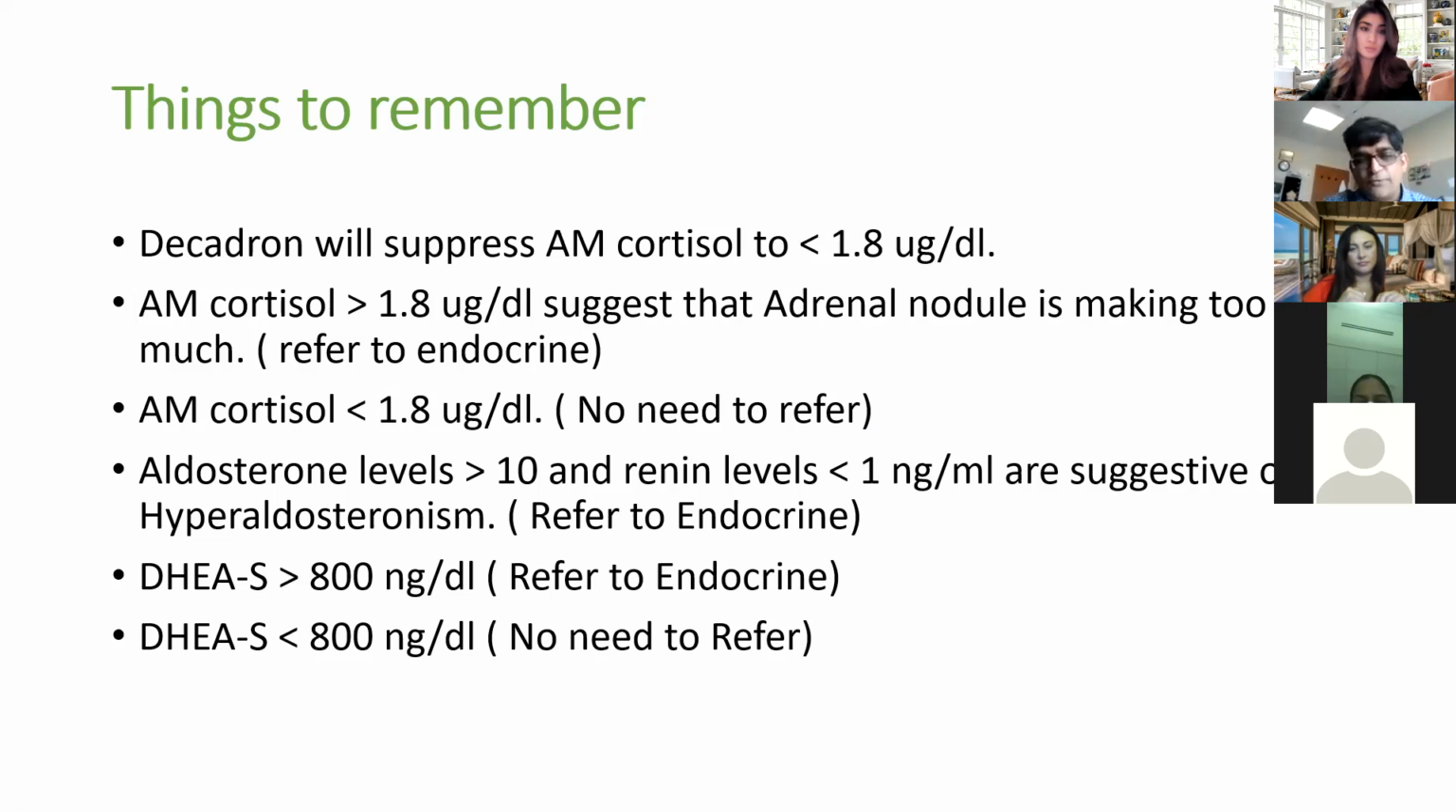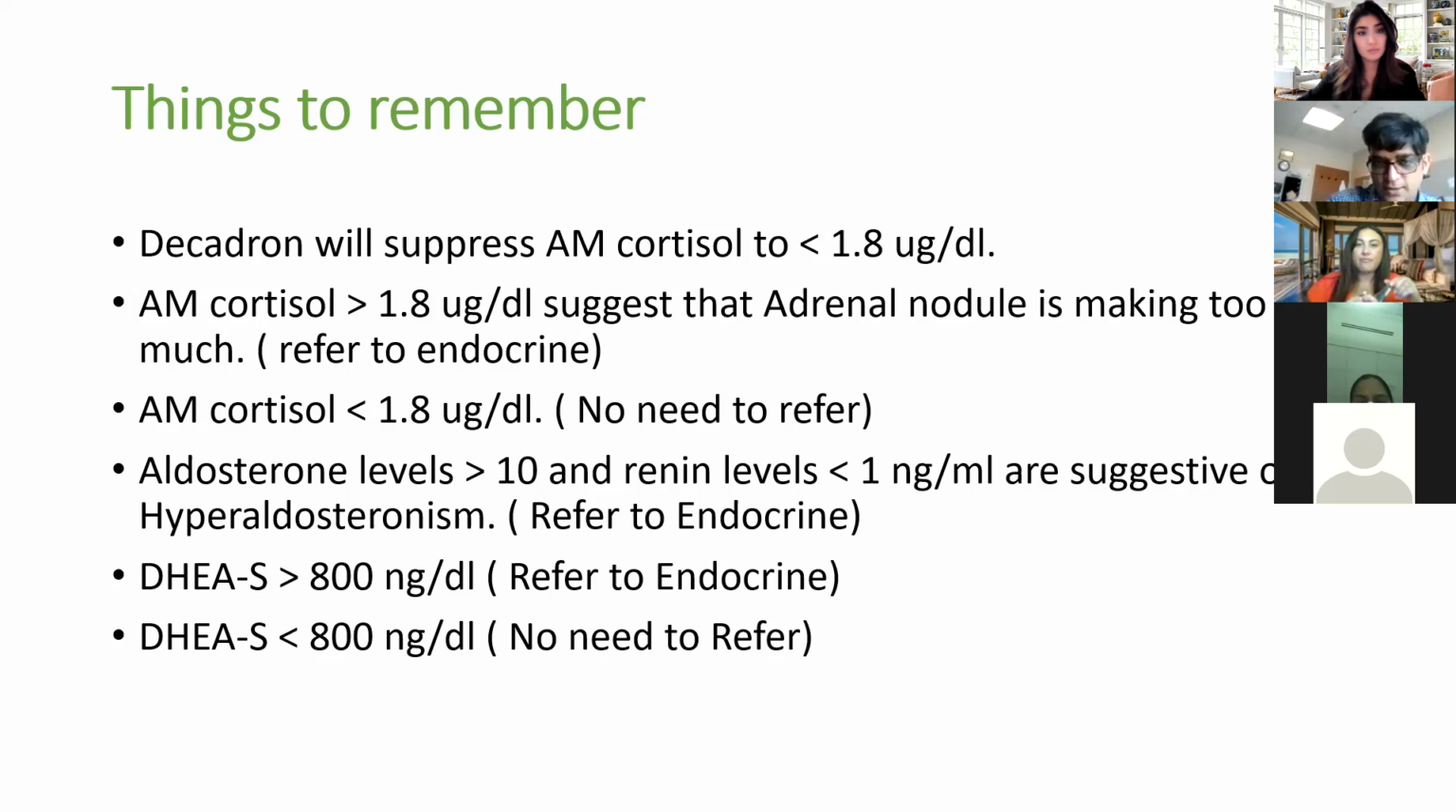You need to follow these patients, maybe repeat a CAT scan in another year, and reassure the patient basically. And if the mass is not growing in size, then you do not need to repeat any CT scans after that. So that's the first thing.